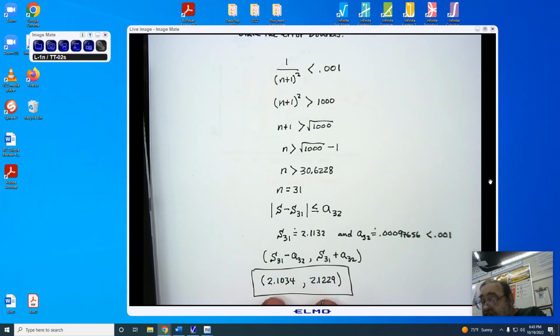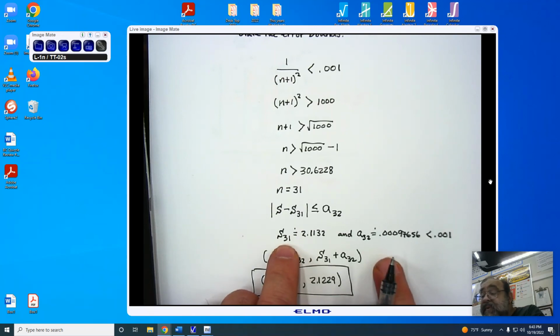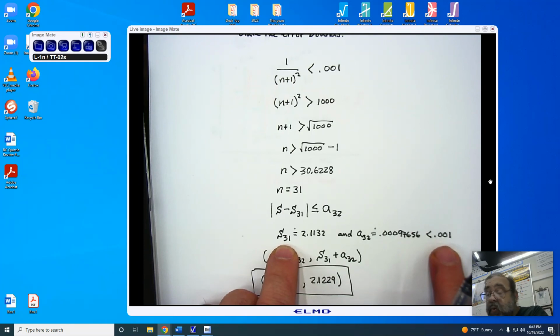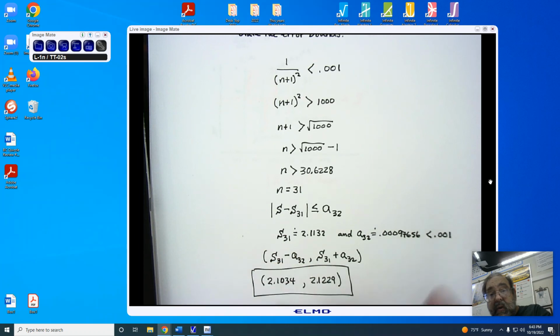These are my error boundaries, or my error bounds, and this is the number of terms that I need to add together so that my total sum, S sub n, is within 1,000th of the actual answer S. That's what we're trying to do, and that's what we have to practice.